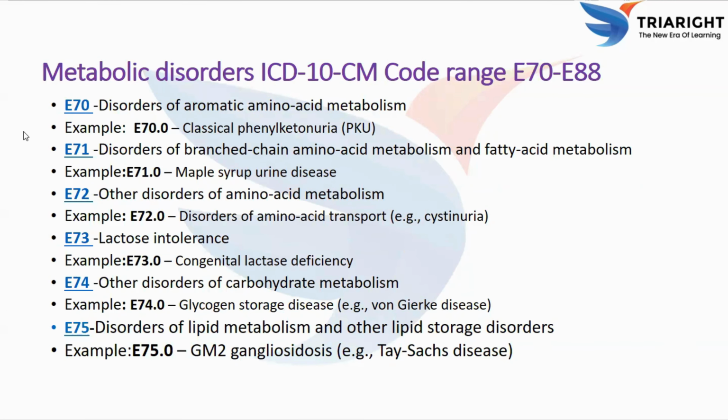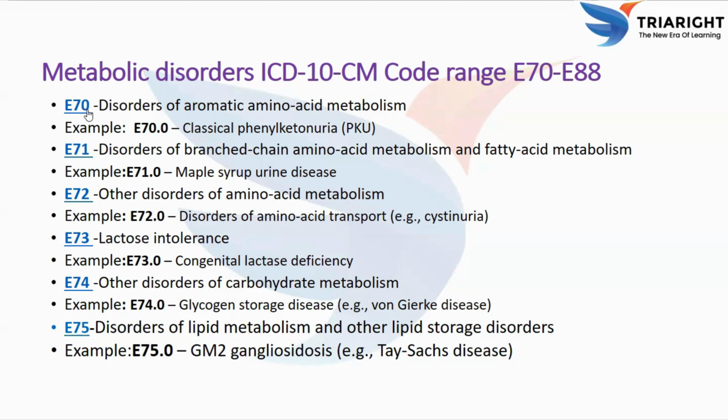And then next, coming to the metabolic disorders. So what are metabolic disorders? Metabolic disorders occur when the body's chemical processes which convert food into energy don't work properly. These disorders are often genetic, caused by missing or defective enzymes that prevent normal metabolism of proteins, carbohydrates, or fats. These metabolic disorders fall under the ICD-10 code range from E70 to E88.